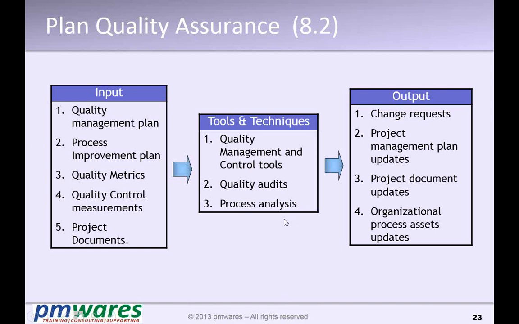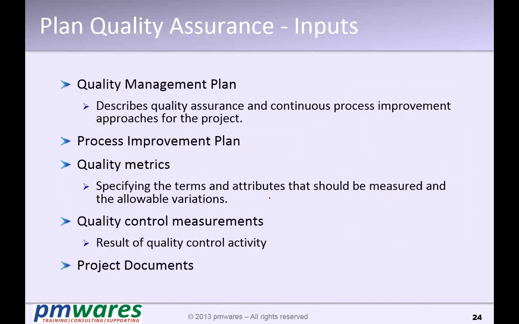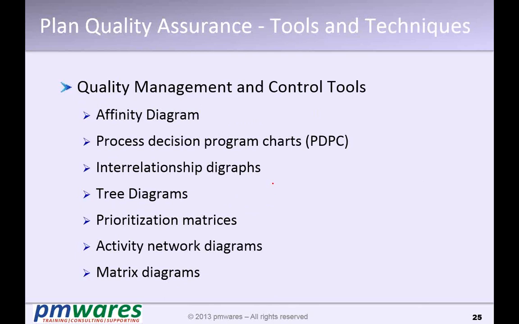Okay, so quality assurance is about doing auditing, doing a walkthrough of the processes or the things which are happening in the execution, or the process of producing the product. The quality management plan and quality metrics which are produced in the quality plan are inputs here. The main tools and techniques used here are the 7 quality tools, which we'll discuss sometime.